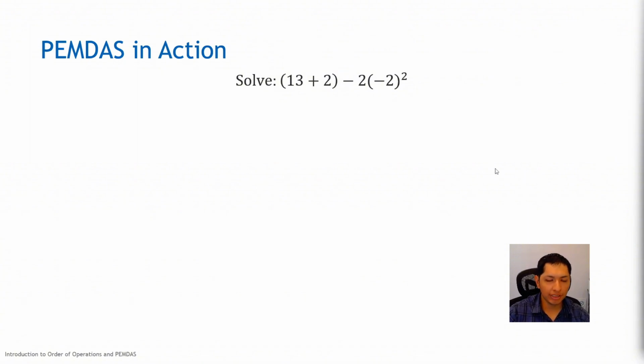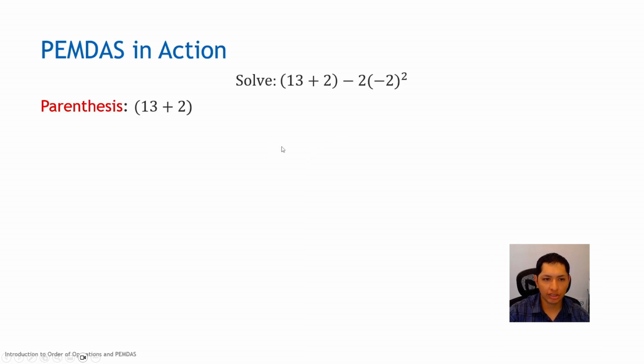So looking at the P in PEMDAS, the first thing that we do is we look for parentheses that we need to solve, and that is the 13 plus 2. 13 plus 2 is an operation that is happening in the parentheses, and that is what we need to solve first. So solving 13 plus 2, just that section, that becomes 15, and we leave the rest of the equation alone.